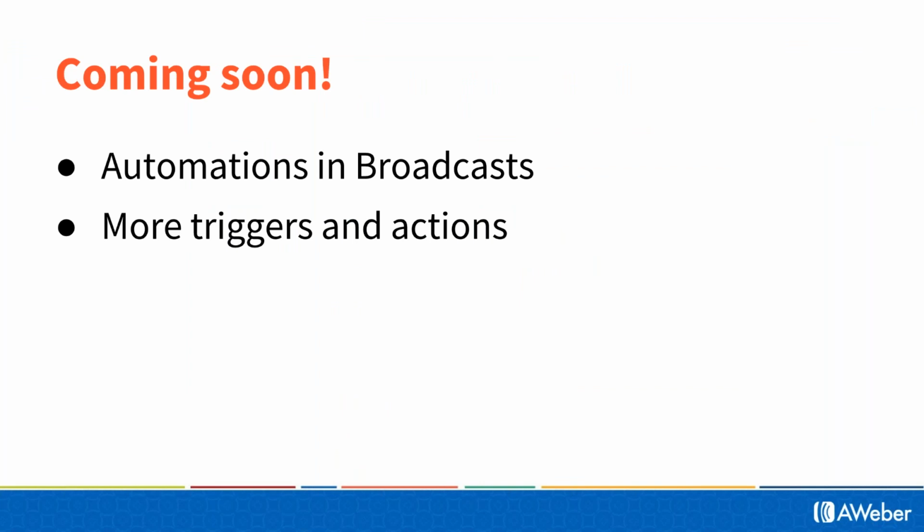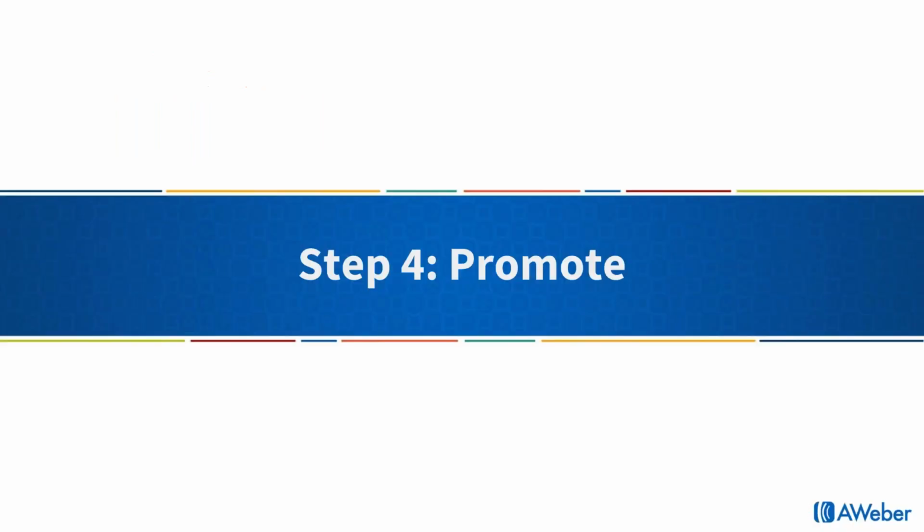So a couple things coming with AWeber. We're going to be releasing automations within broadcasts, which are those one-time emails. Currently, the click and open automations are only available in the email automation campaigns, but soon they'll be available in broadcasts as well. So you can send a one-time email and tag people based on what links they're clicking or what emails they're opening. And then there'll be more triggers and actions to come in the future. Right now, we just have clicks and opens. We're looking to add some more triggers and actions to that list as well.